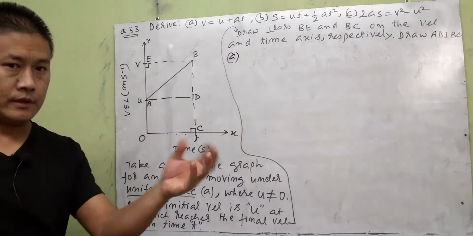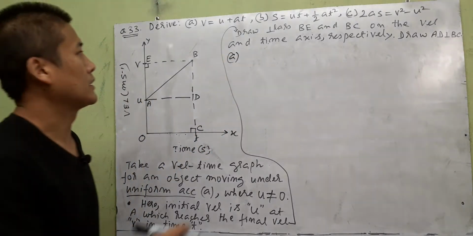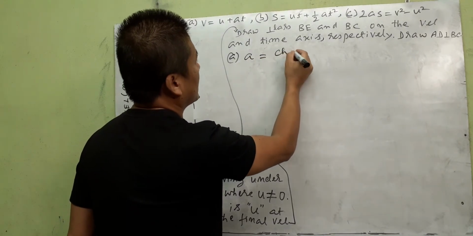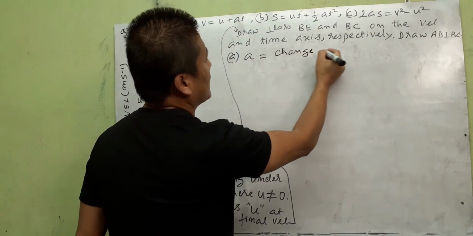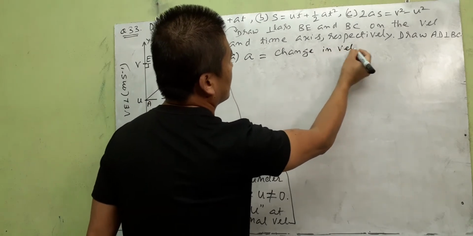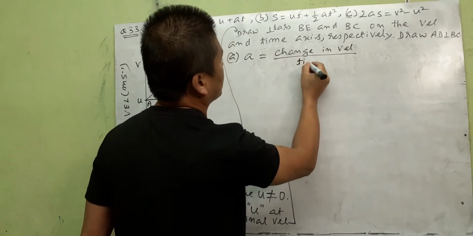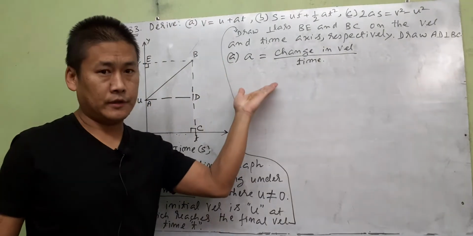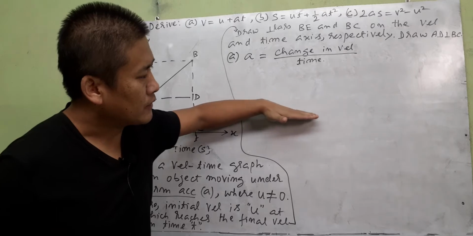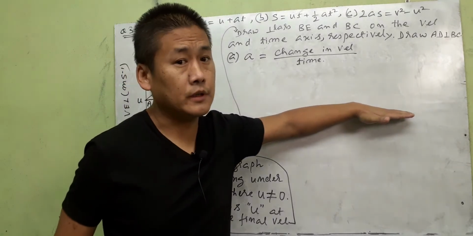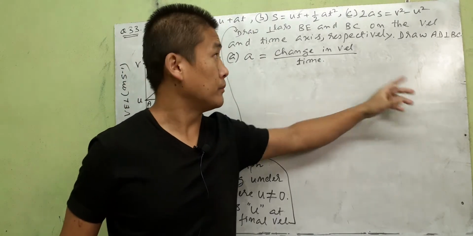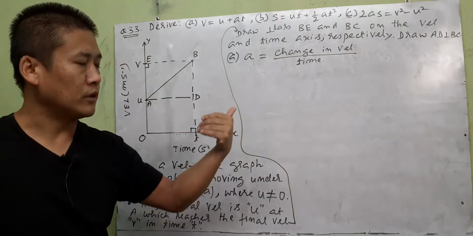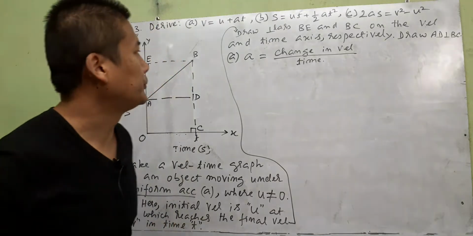Now in our previous classes, we have discussed that acceleration is equal to change in velocity divided by the time taken. Whenever an object is changing its velocity, that is called acceleration. If the object is moving in uniform velocity, that is zero acceleration. But acceleration is change in velocity divided by how much time it took for the change in velocity. So this is the one.